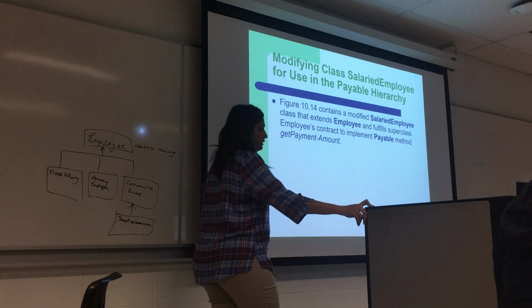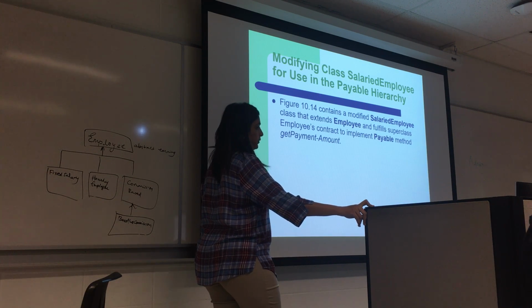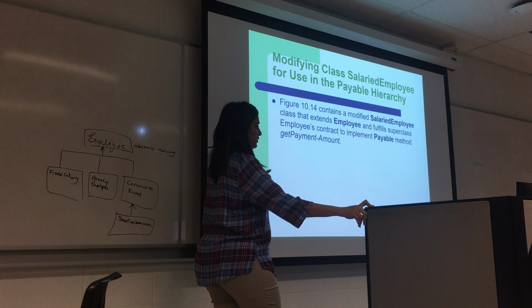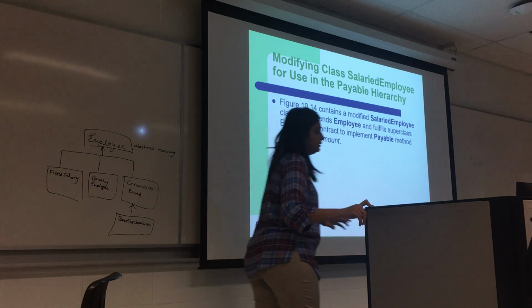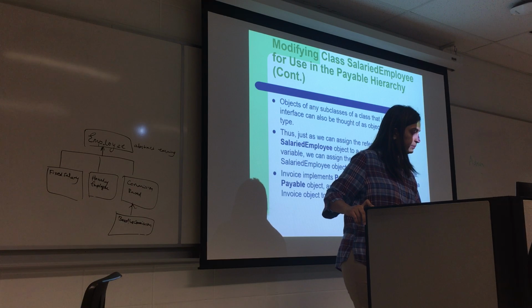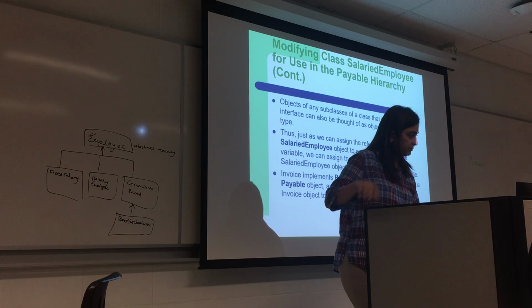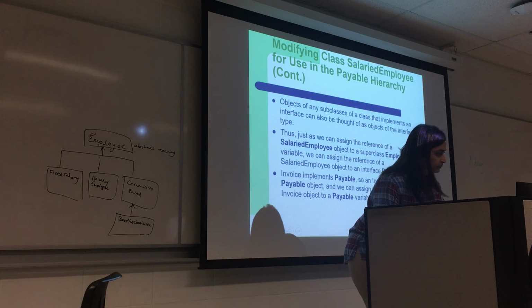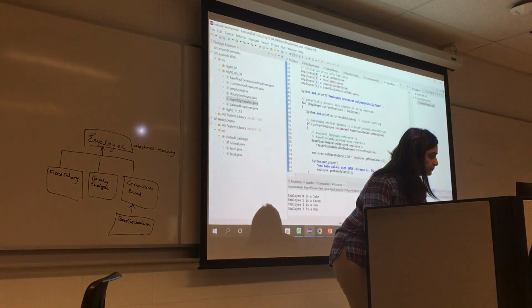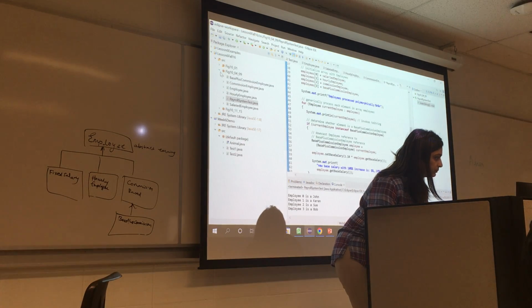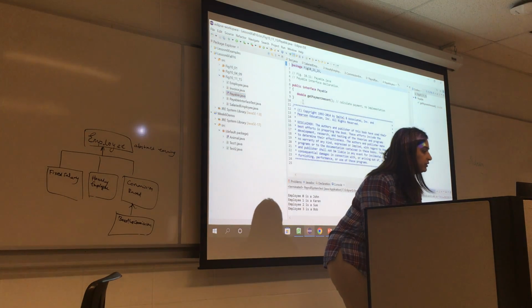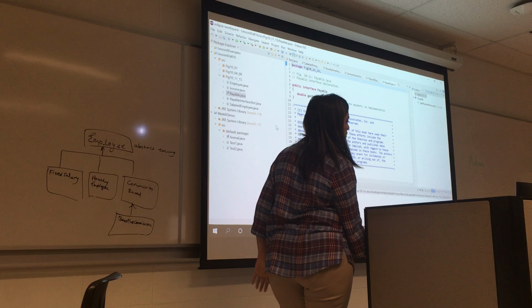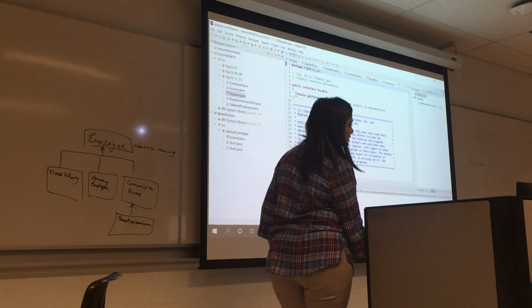So now we will modify the salaried employee that extends the employee and fulfill the contract to implement the payable method get payment amount. So this is the payable interface. It has a method called get payment amount.